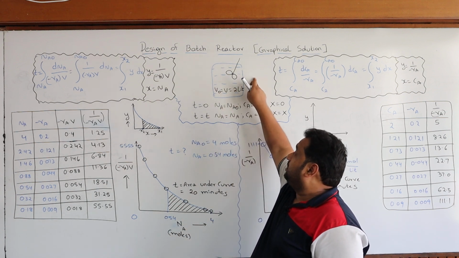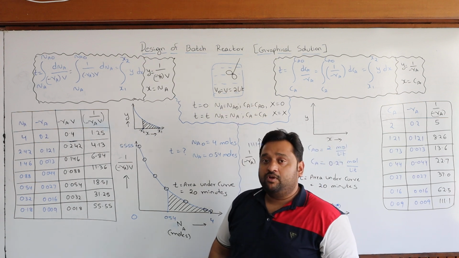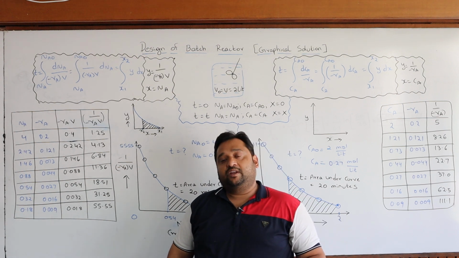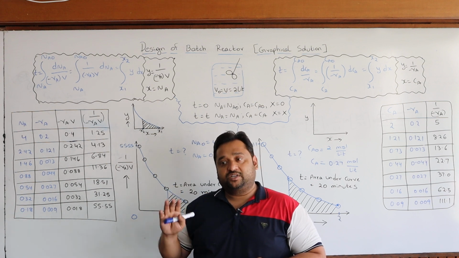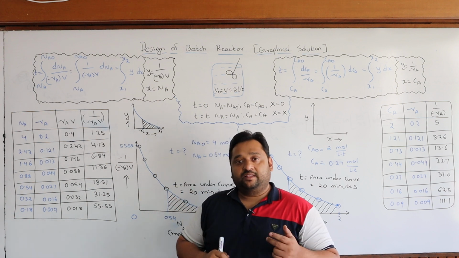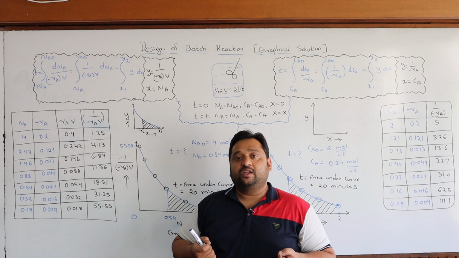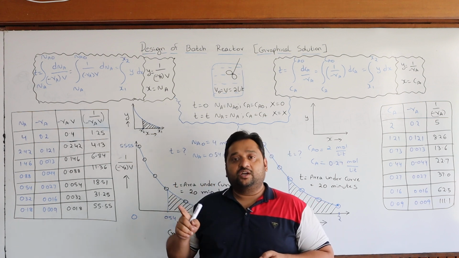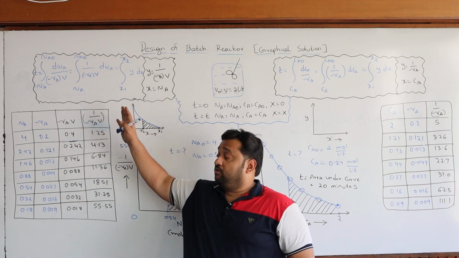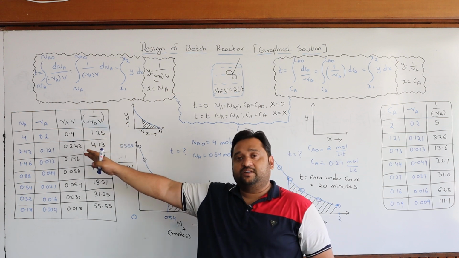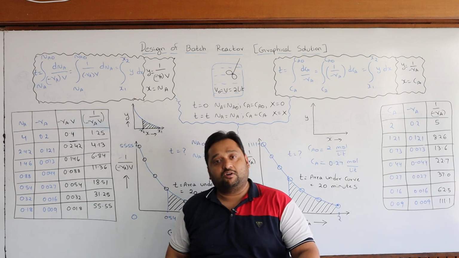Imagine I have a batch reactor of capacity 2 liters. In the last class we calculated the time based on moles, based on concentration, and based on conversion. In today's lecture, we are going to find the time using a graphical method, one with moles and one with concentrations. On this hand side, I have given the graphical method based on moles. On this side, I have given the graphical solution based on concentration.